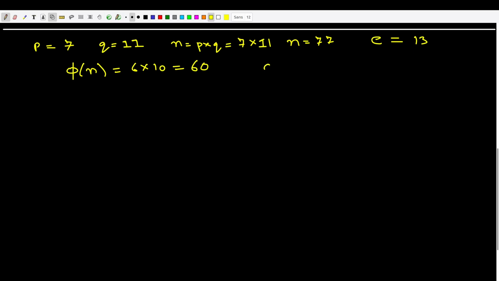Now the thing is, what should be the value of D? Well, D can be computed using the extended Euclidean algorithm, and by applying it, if you solve this entire thing, then D will come as 47.